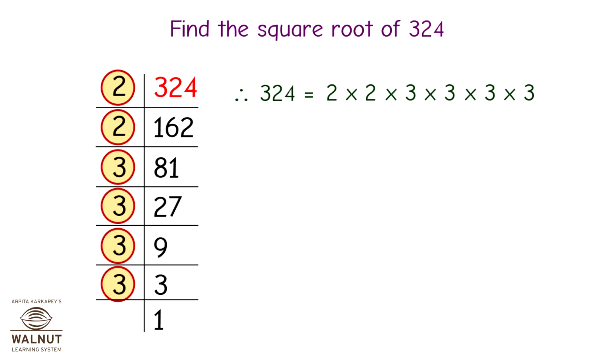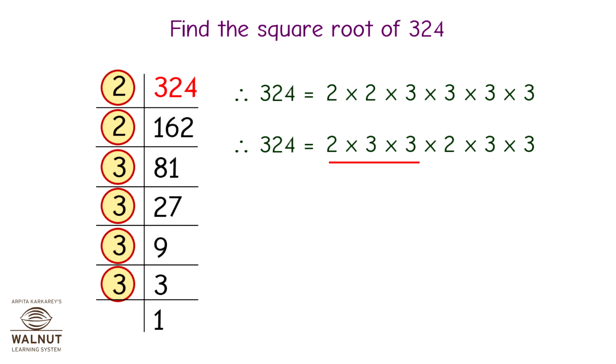Look at the factors carefully. 2 into 2 means 2 squared and 3 into 3 means 3 squared and again 3 into 3 means 3 squared. Here we can make groups of same numbers. Why? Because we have each number 2 times. So we make first group as 2 into 3 into 3 and the exactly same second group as 2 into 3 into 3. So we can say that 2 into 3 into 3 is multiplied by 2 into 3 into 3. In another way, it is the square of 2 into 3 into 3.